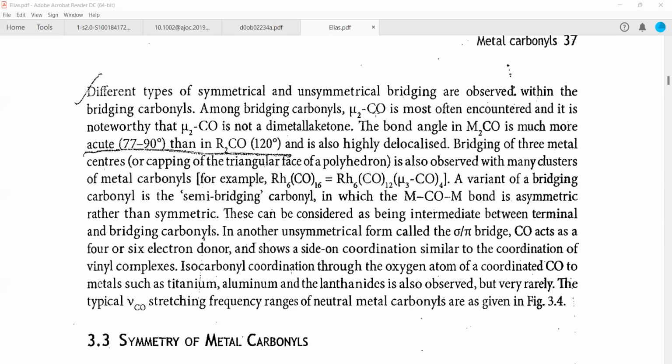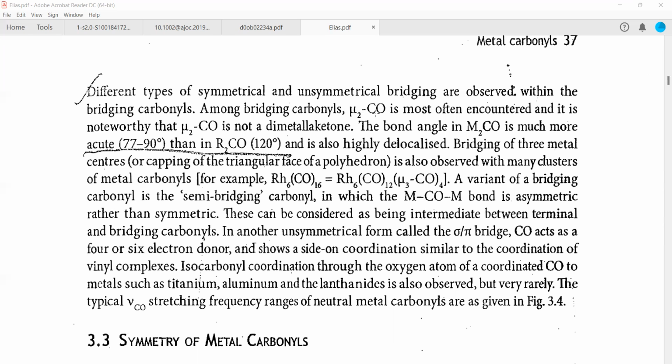Now, bridging of three metal centers, or capping of the triangular face of a polyhedron, is also observed with many clusters of metal carbonyls. For example, Rh6(CO)16, you find that there are 4 mu3 carbonyls present in such complexes. A variant of a bridging carbonyl is the semi-bridging carbonyl, in which the metal-carbonyl-metal bond is asymmetric rather than symmetric. These can be considered as being intermediate between the terminal and the bridging carbonyls.